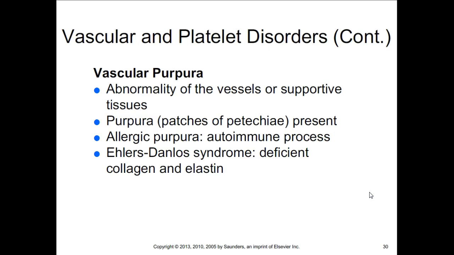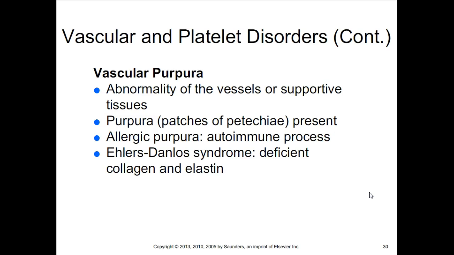And then Ehlers-Danlos syndrome is a deficient collagen. They have a defect in the collagen. There are like 8 different types of collagen. So Ehlers-Danlos is a deficiency in like type 4 collagen. Whereas I don't know if you are familiar with osteogenesis imperfecta. That is actually a defect in type 1 collagen.